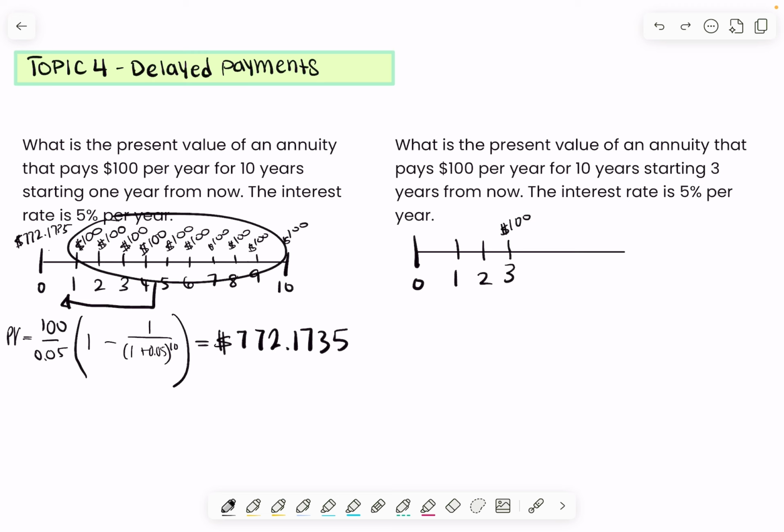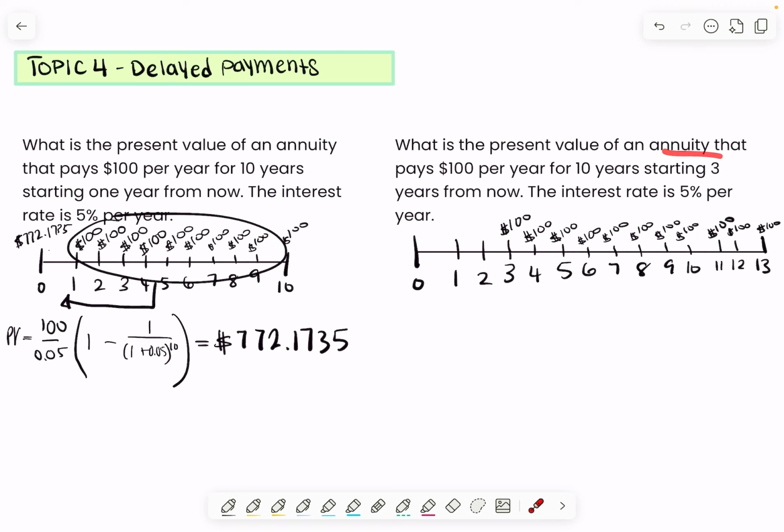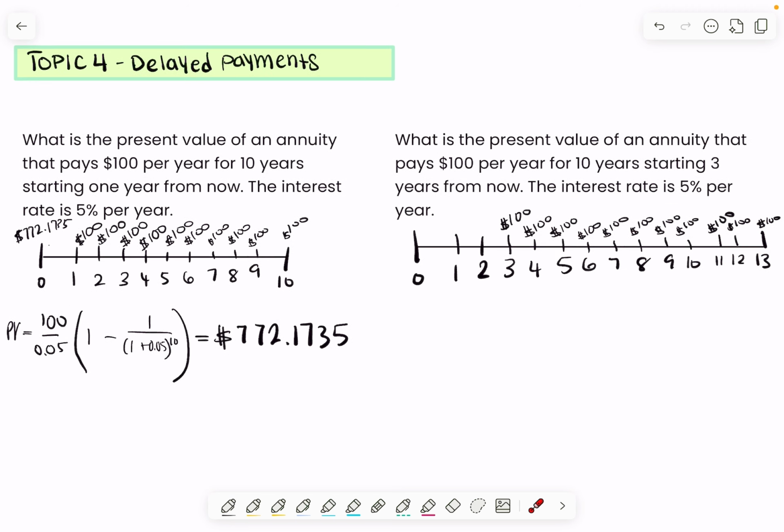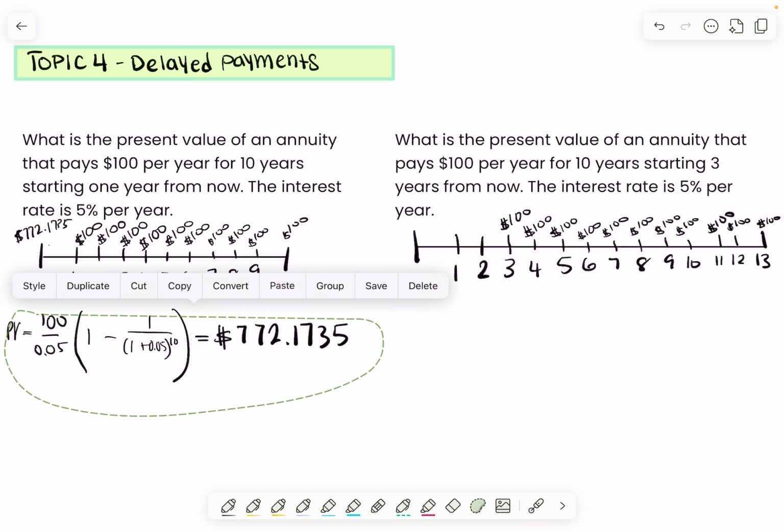So really 3 plus 10, that's 13. So year 4, year 5, 6, all the way to 13. The annuity is going to pay you $100 each of those years. And so it's the same question, how much is all of this worth today? So you would do the exact same thing as if it wasn't delayed, as if it was starting 1 year from now. And you would just plug in your stuff into your annuity formula, you would get this, but then the difference lies here.